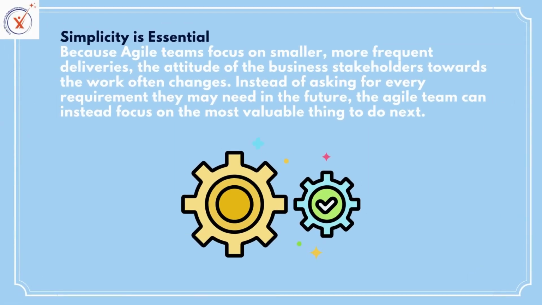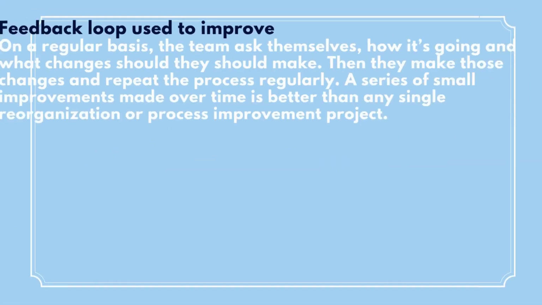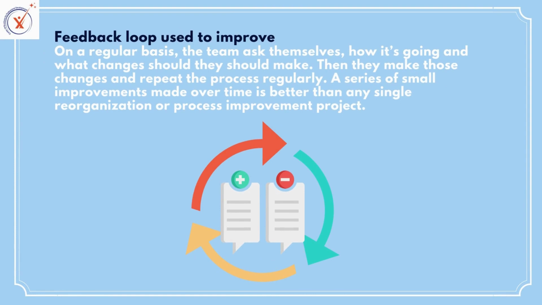Because Agile teams focus on smaller, more frequent deliveries, the attitude of the business stakeholders towards the work often changes. Instead of asking for every requirement they may need in the future, the Agile team can instead focus on the most valuable thing to do next. 11. Self-organizing teams. Once again, we realize that when provided with freedom, motivated teams generate the most value for the customer. 12. Feedback loop used to improve.